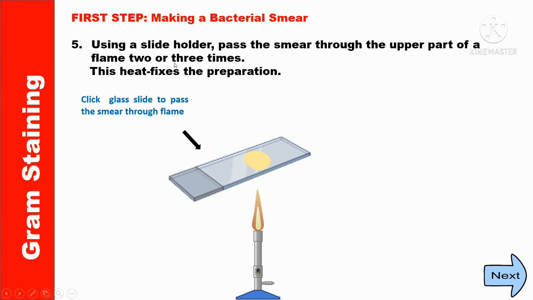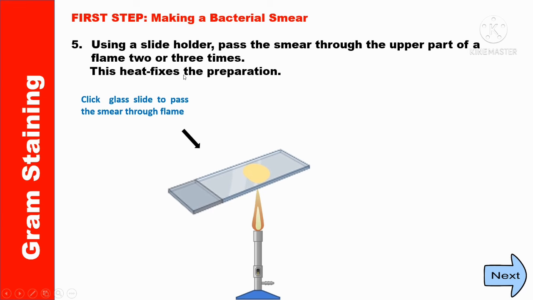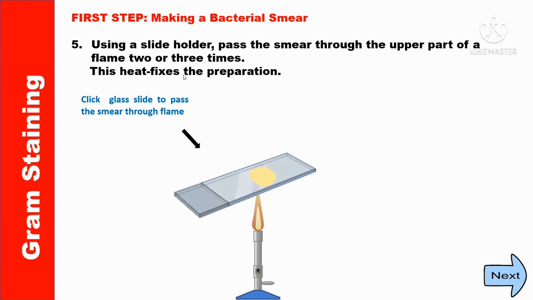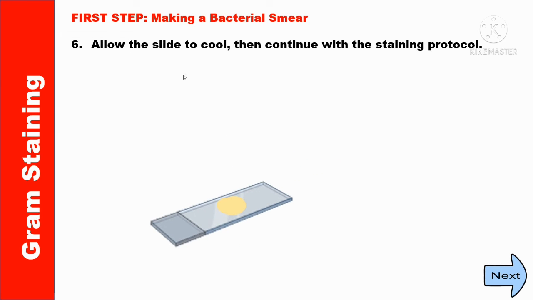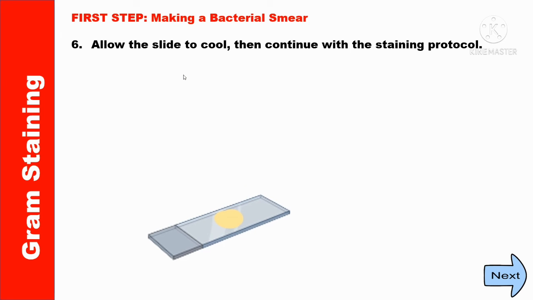Using a slide holder, pass the smear through the upper part of the flame 2 or 3 times. This heat fixes the preparation. Allow the slide to cool, then continue with the staining protocol.